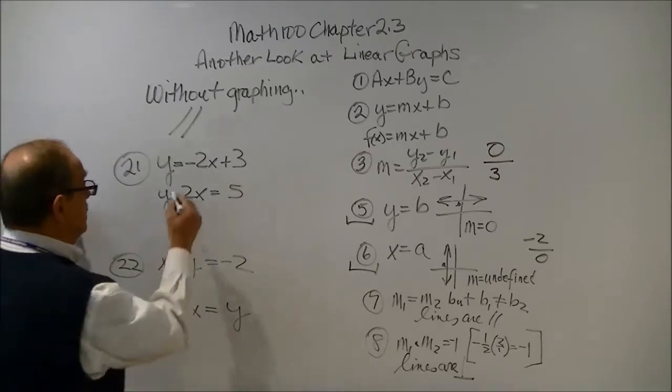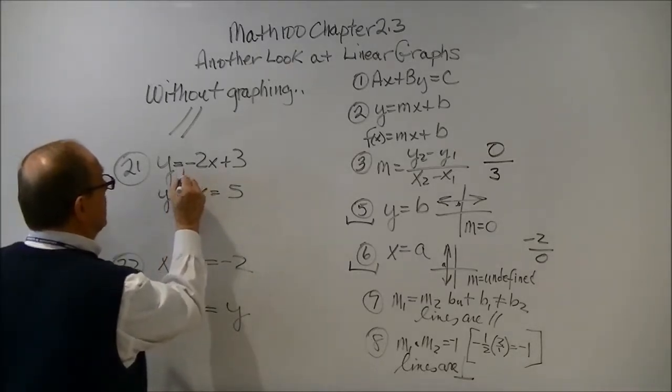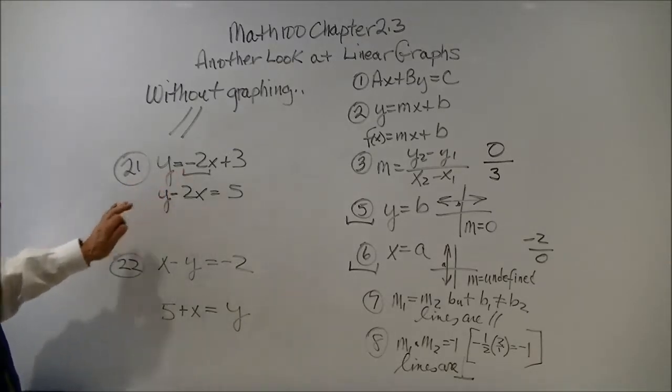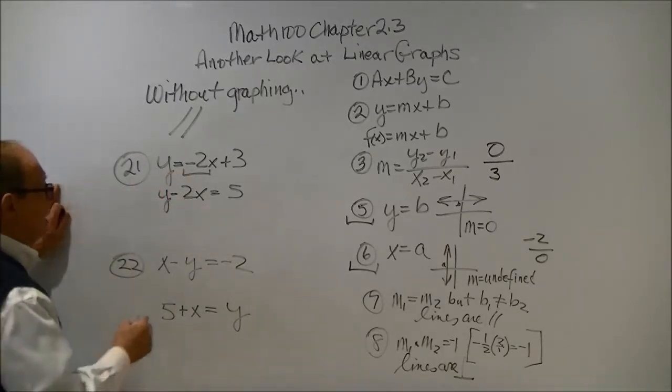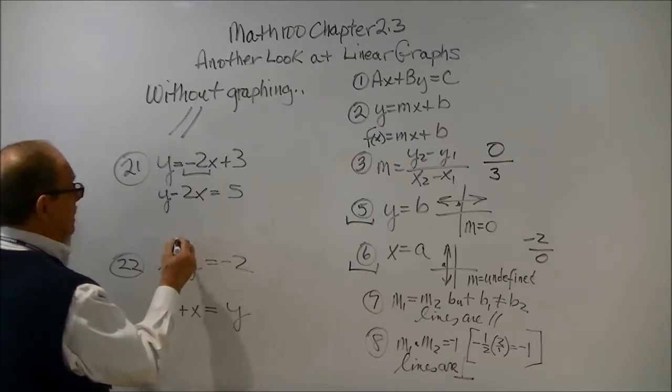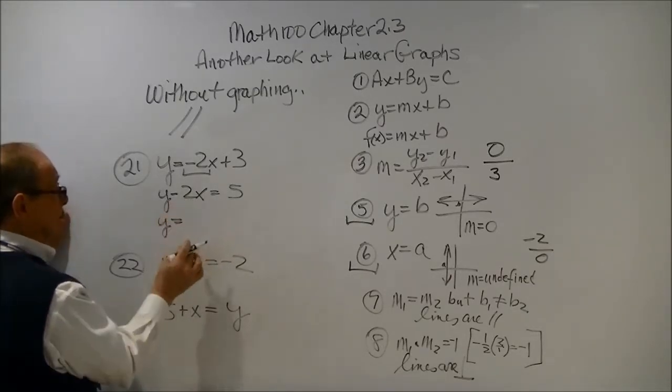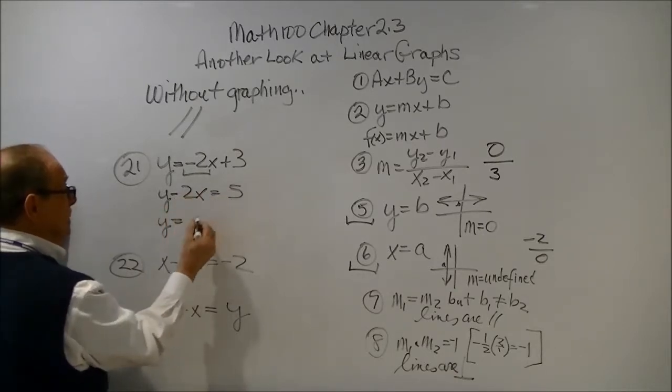So, here we know the slope of this one is -2. And I've rewritten that so it's in standard form. Now, this one is going to be y equals, I have to put it in standard form, transpose this to the other side.